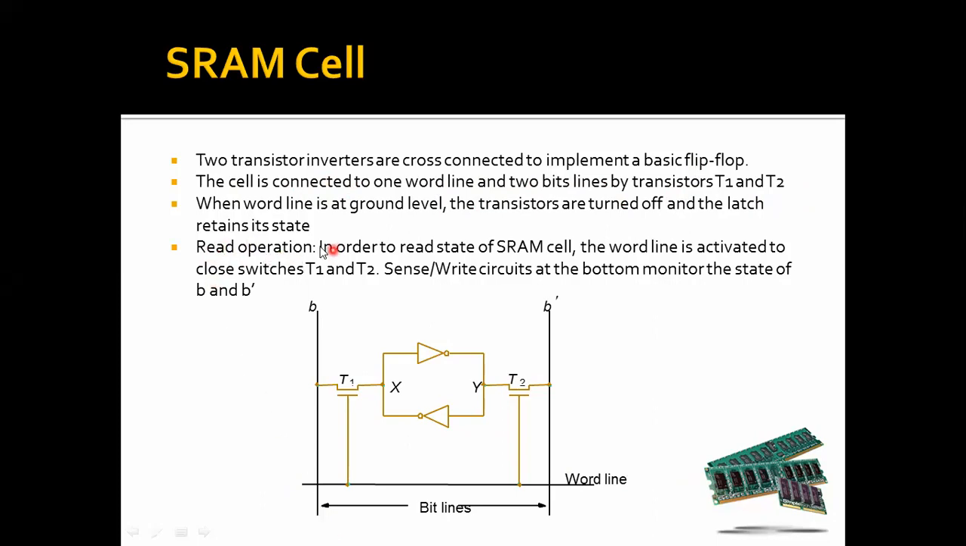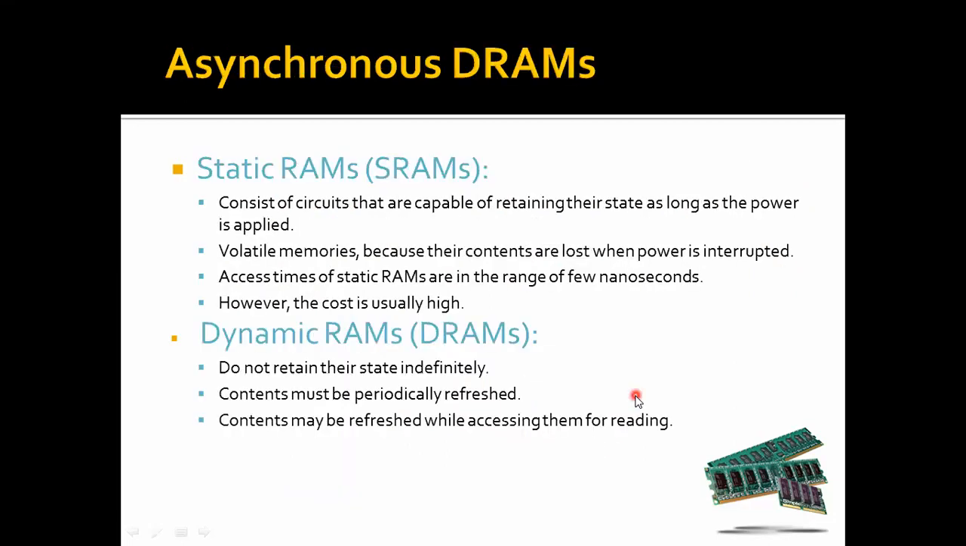Here, the read operation. In order to read the state of the SRAM cell, the word line is activated to close switches T1 and T2. Based on the switch positions, we know the status. This is an SRAM cell.